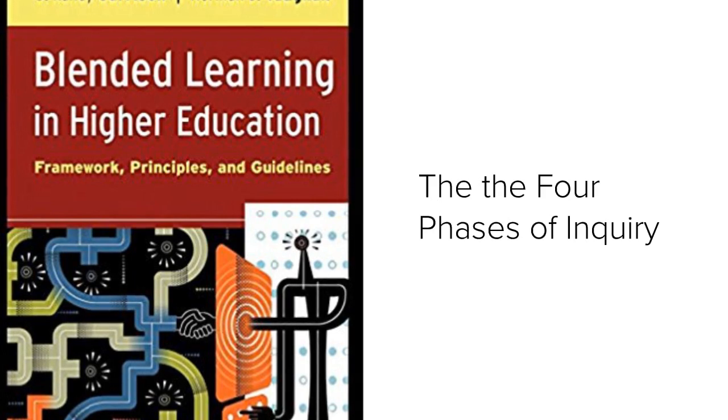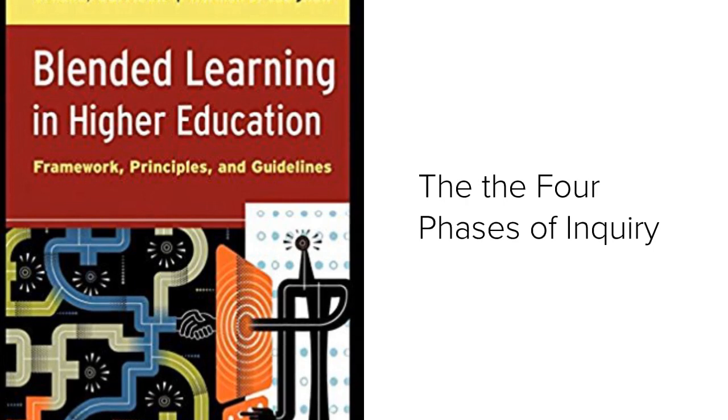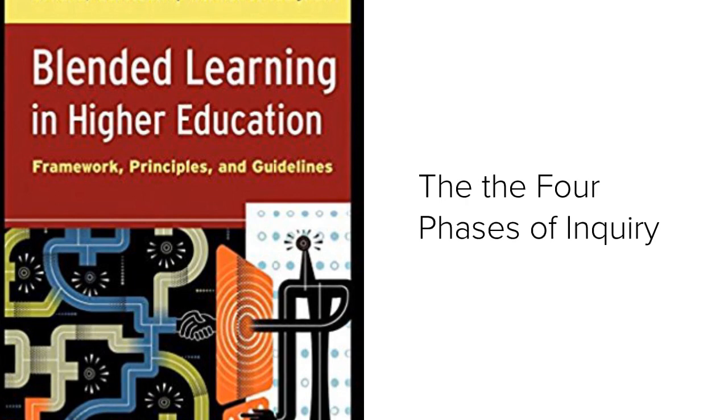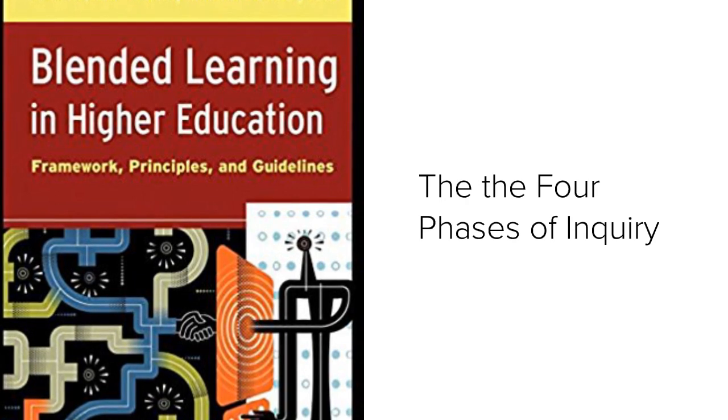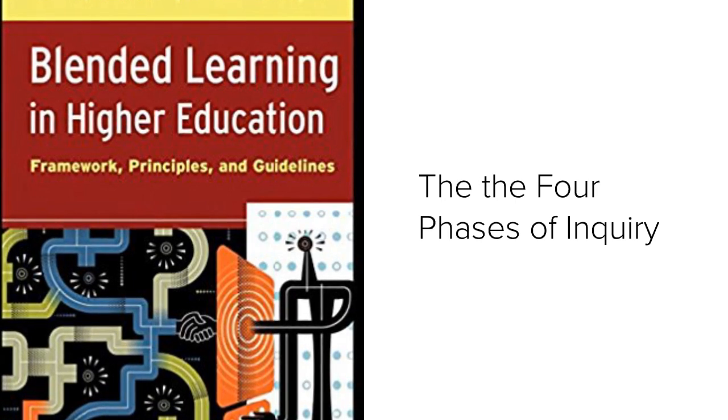I want to talk about the four phases of inquiry that Garrison and Vaughan introduce in this week's reading. And I want to do so for two reasons. The first is that I think Garrison and Vaughan are sometimes a little bit jargony, and sometimes a little bit hard to pull out the salient pieces from their prose. But the second reason is I think it's a particularly brilliant framework for online and blended courses.